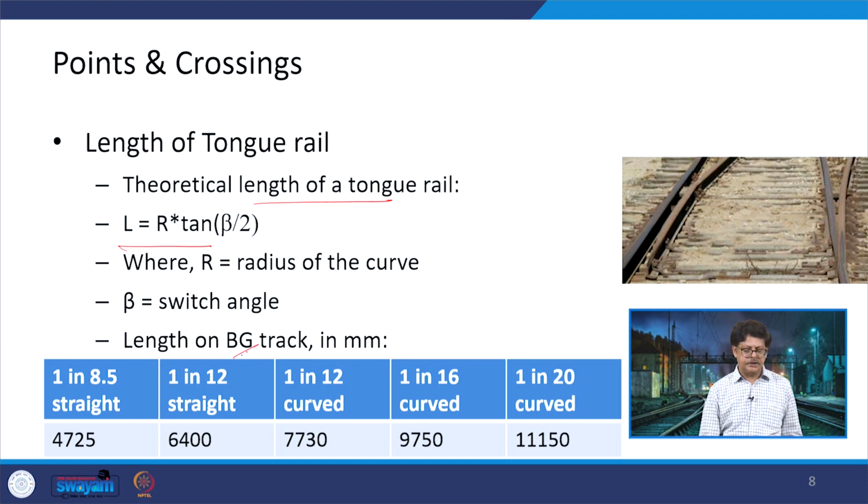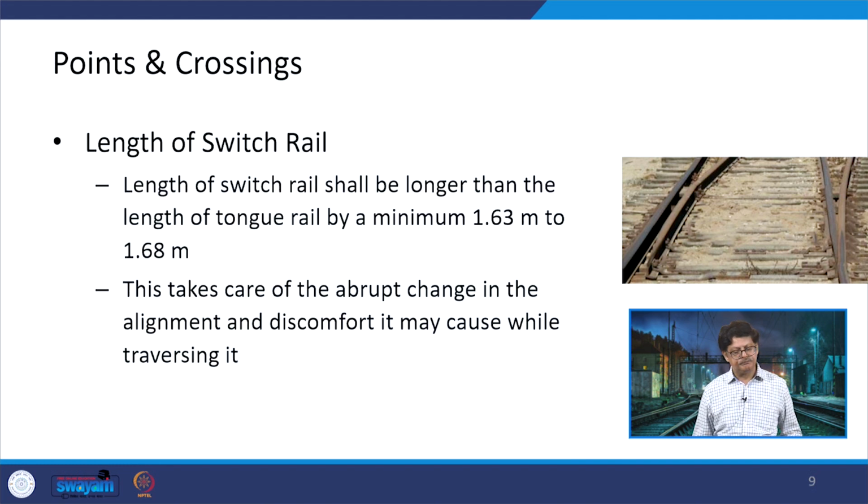Now, in the case of a broad gauge track, the length of the tongue rail is defined for different types of turnouts, for the straight sections and for the curved sections. In the case of 1 in 8.5 straight, it is 4725. In the case of 1 in 12 straight, it is 6400, but if it is curved, it increases and becomes 7730. When we talk about 1 in 16 curved, it further increases to 9750, and 1 in 20 curved, it is 11150 mm. So, the length is continuously increasing, and accordingly the beta angle is going to be reduced.